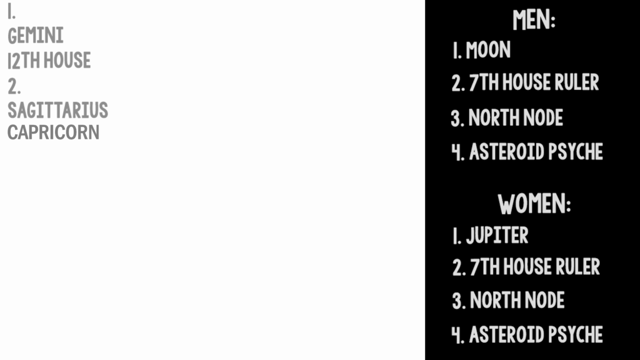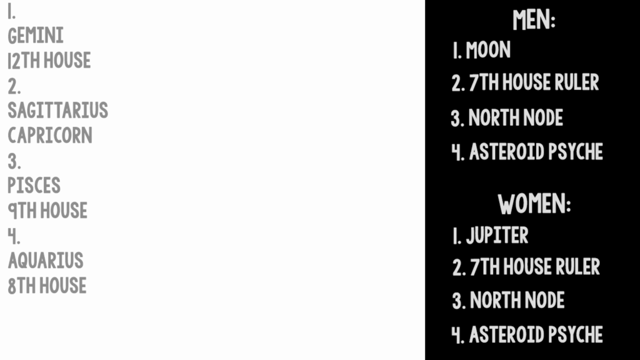And then I would look at the North Node, right? So I've got my North Node in Pisces in the 9th house, okay? And last is Psyche. So my Psyche is in Aquarius in the 8th house, okay? So we should have a short list like that, all right?